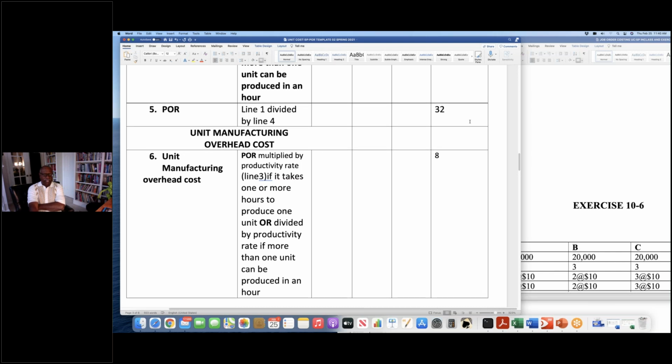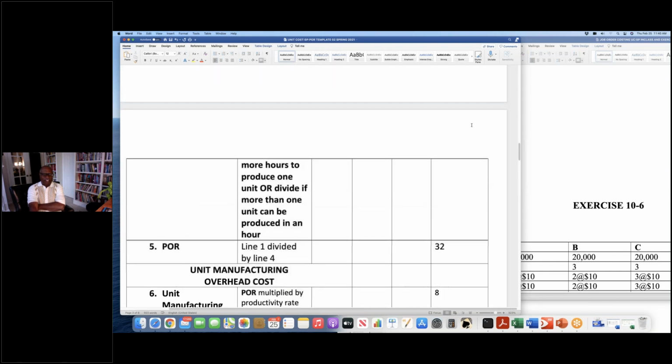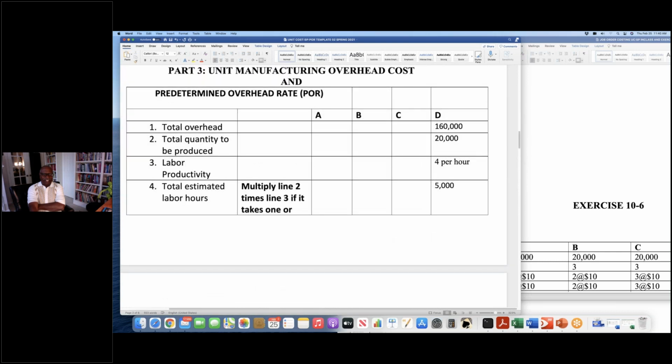I guess what catches me up honestly is part three. Parts one and two are pretty easy, but part three I don't understand why. It's not about finding the numbers for me. What is POR and why do we even need it? You need POR because once you make journal entries, you've got to estimate how much overhead to charge.